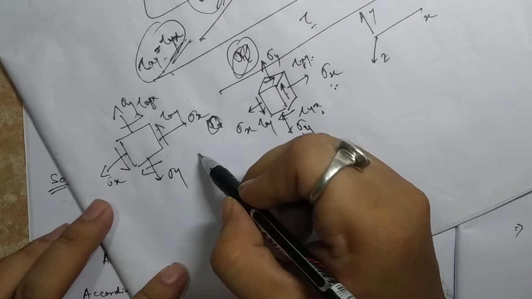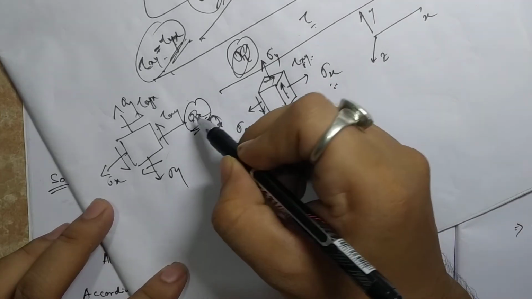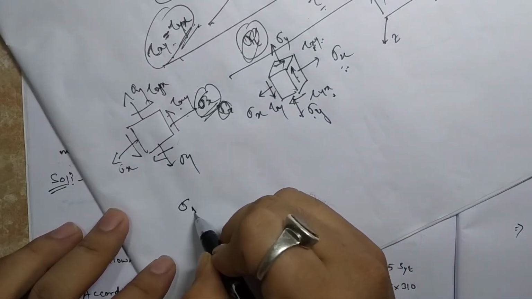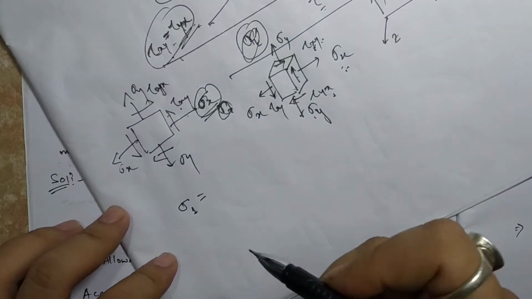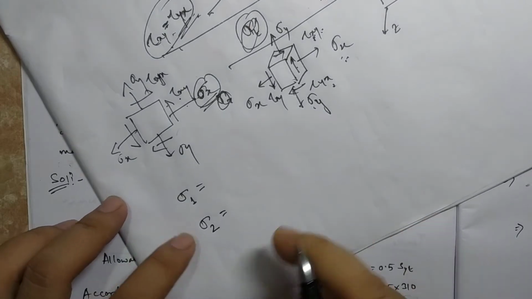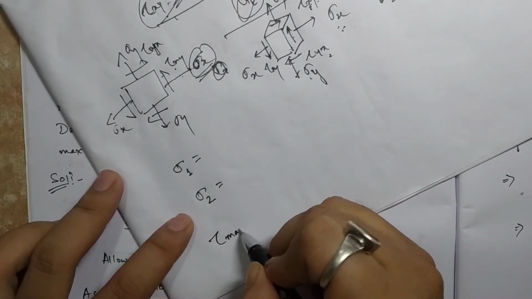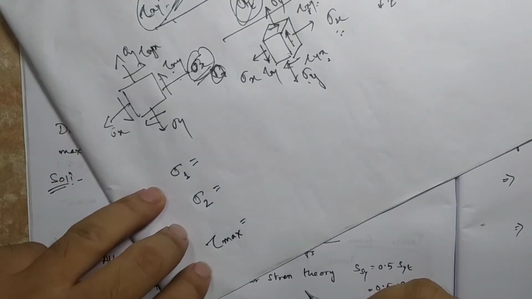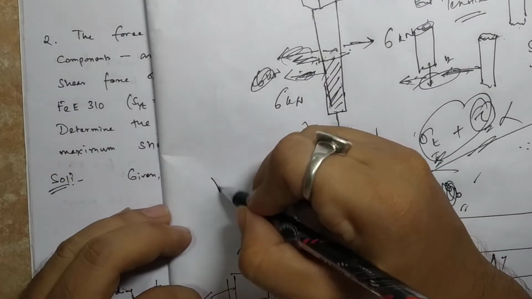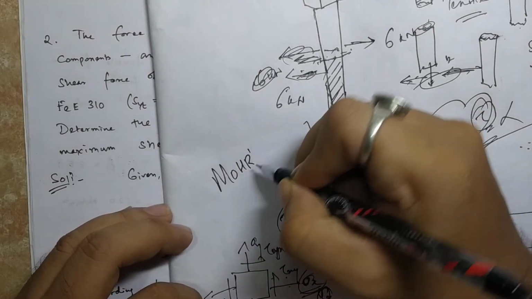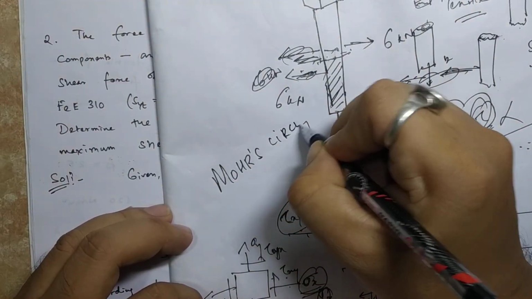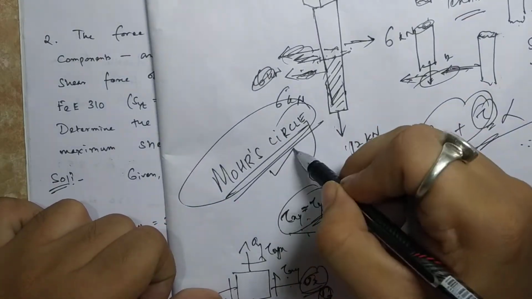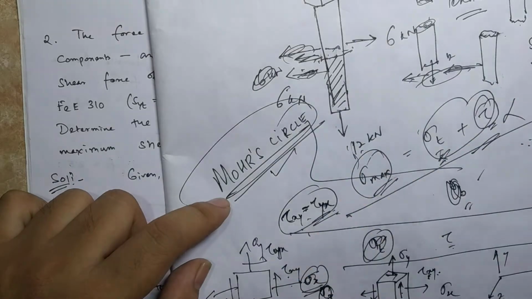Okay, so to combine this, tensile stress and shear stress, when we combine, we get maximum principal stress sigma 1, we get minimum principal stress, and we get a maximum shear stress. So these things we obtain from strength of materials, and we draw something called Mohr's circle.